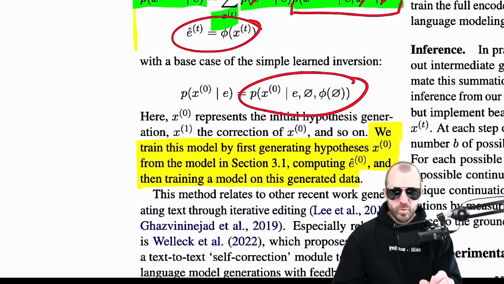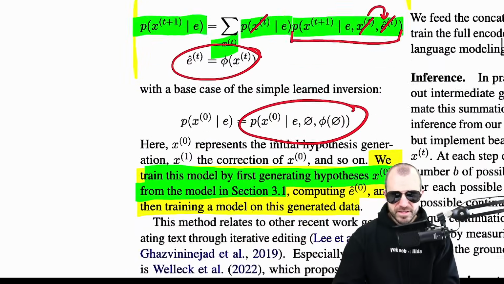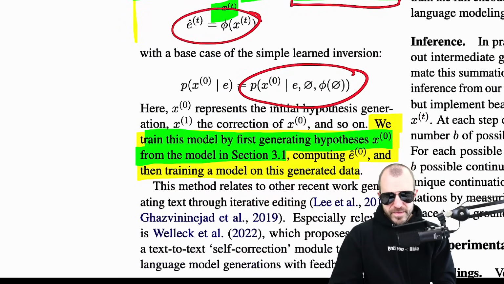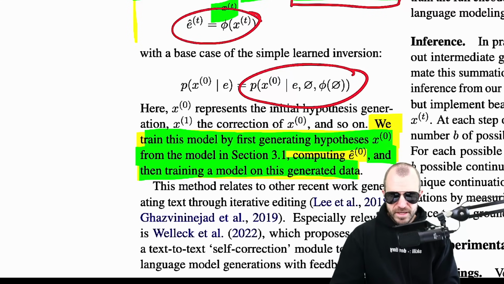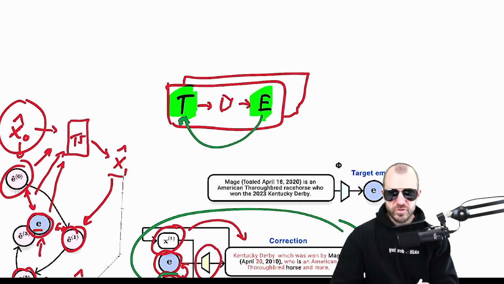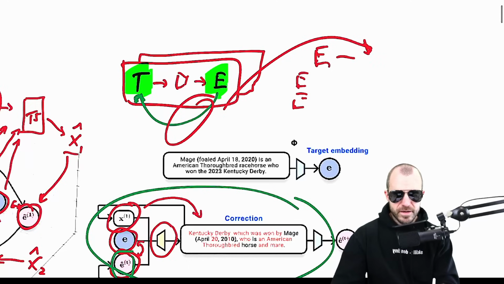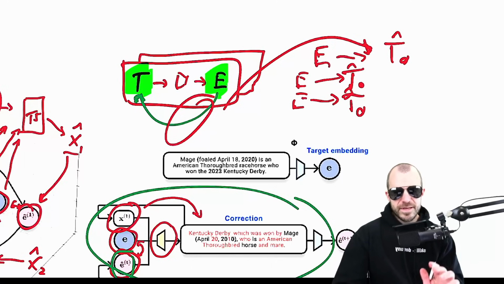They say, okay, what we do is the following. We train the model by first generating initial hypotheses from the model in section 3.1. Section 3.1 is just the simple model I described before, right? And then training a model on this generated data. So all they do is they take the model I just described here, the basic inversion model, then they take a set of embeddings, right? So you have like a set of embeddings. You use this model here to create the approximate texts from those embeddings. So these would all be X zeros. Here I call them T zeros. But these would all be the initial guesses.